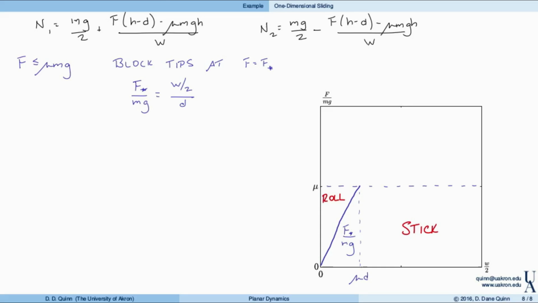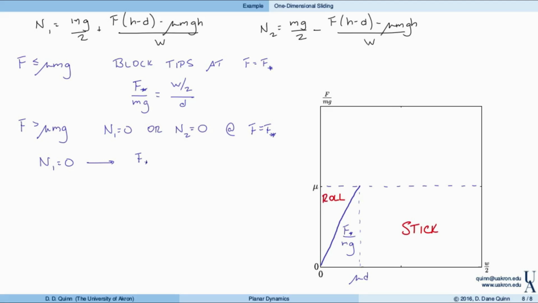Now, if f is greater than mu mg, either N1 or N2 can vanish for some value of f star. And there's a different value for each of these two cases. So now, looking back into this expression, we'll set N1 equal to 0 with f equals f star, and we solve for f star.